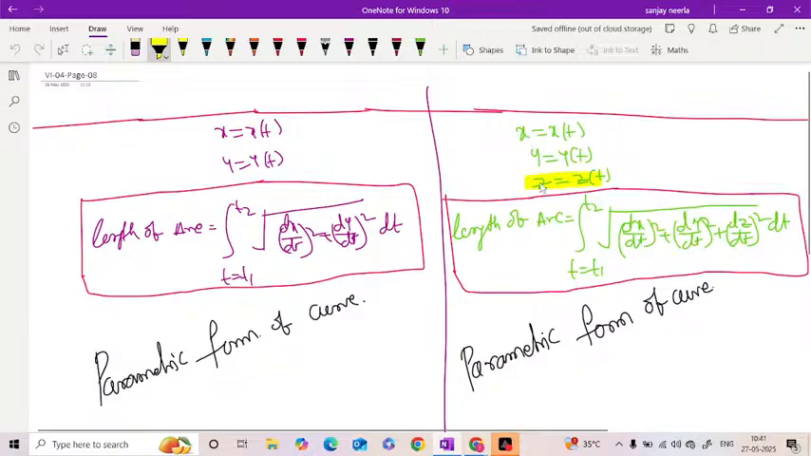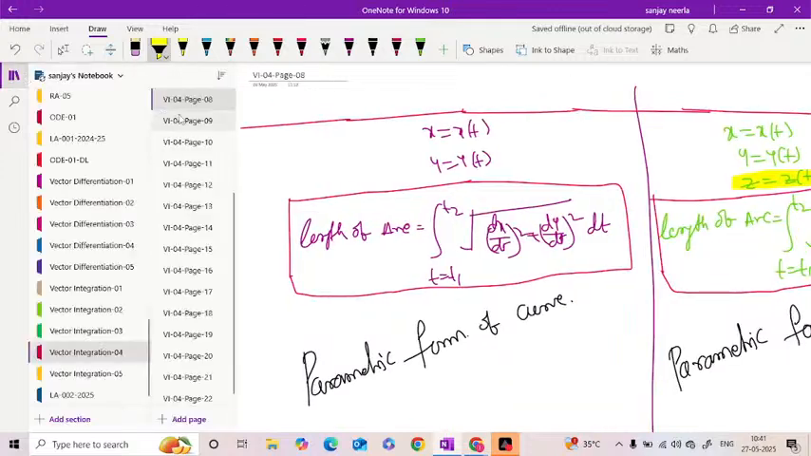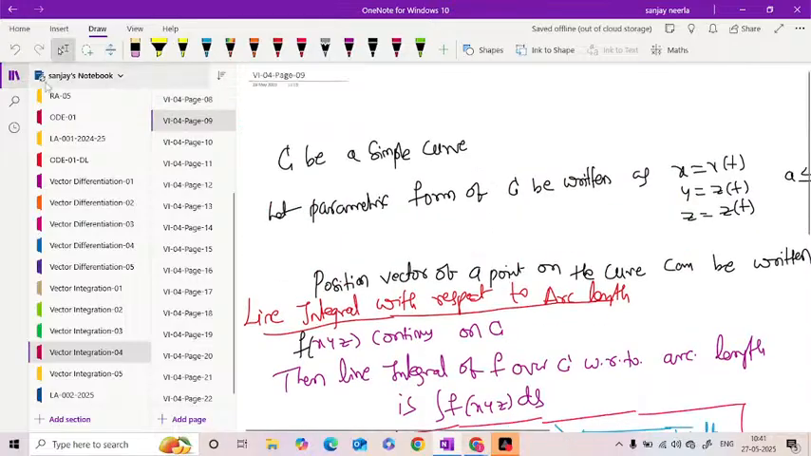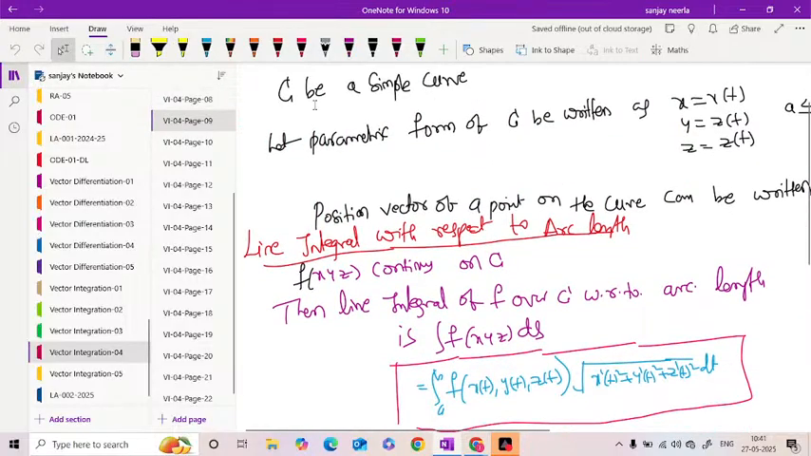Just introduce z is equal to a function of t only. Then the length of the arc is integral t1 to t2 under root of x dash whole square plus y dash whole square plus z dash whole square into dt. So this is the parametric form of the curve, and this is the formula for finding the length of the arc for three variables. Similarly, we can extend to four variables, five variables, n variables, like that we can extend.